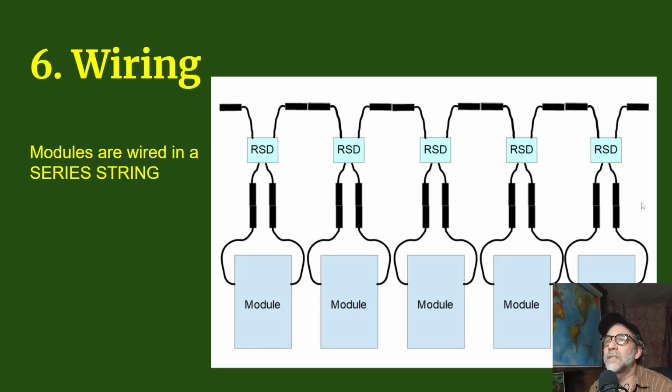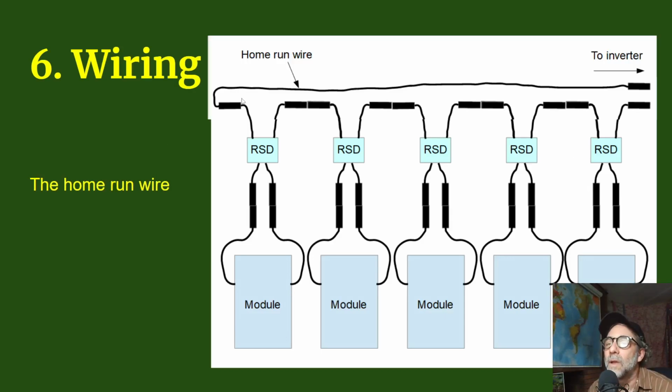This is what we call a series string. They're all in a series line. Once we've connected all the solar panels together, we install what is called the home run wire, which brings the wire all the way back to the beginning so we can connect to the rest of the system.